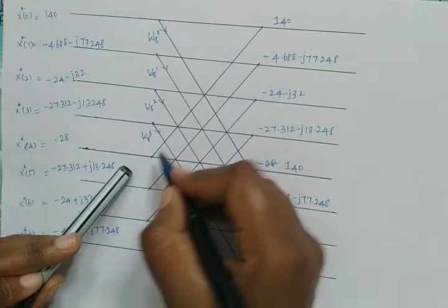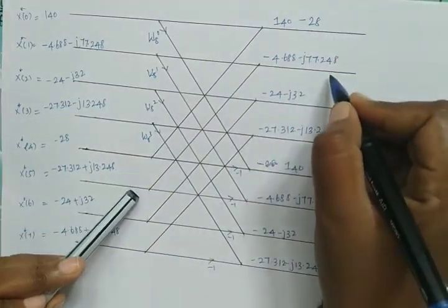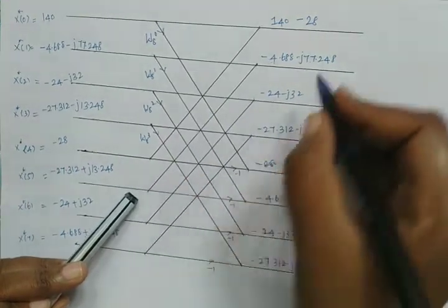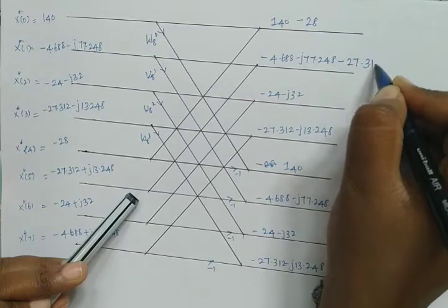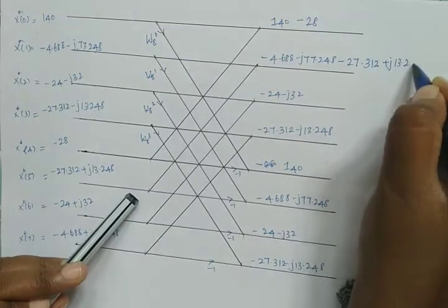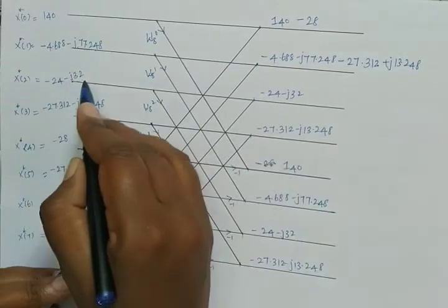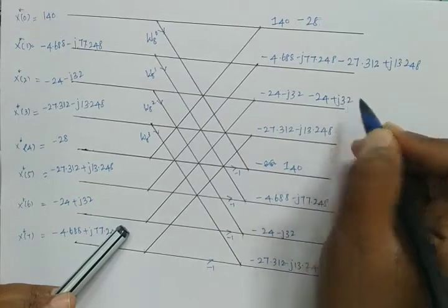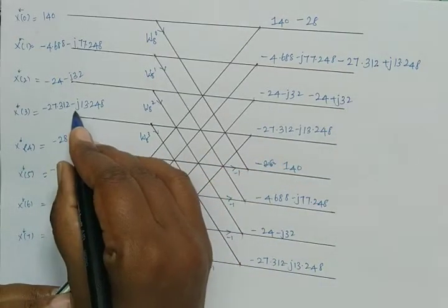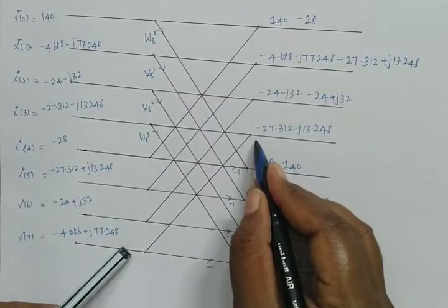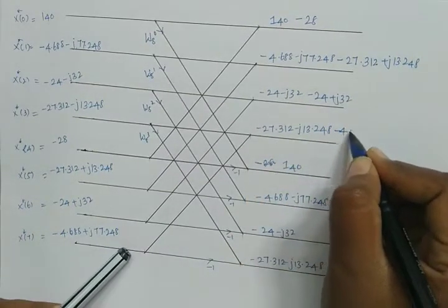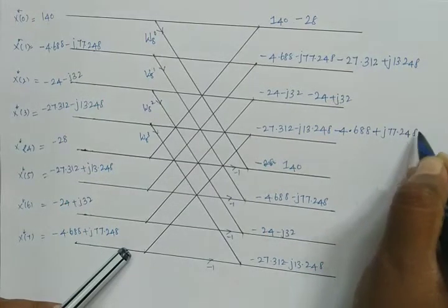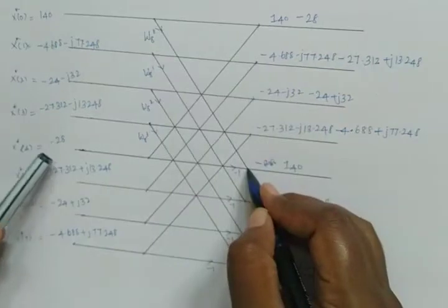Now let us see here, this is 140. Then where is the line here? Minus 28. Then the second line, minus 4.688 minus j77.248. Now check this line: minus 27.312 plus j13.248. And here we have minus 24 minus j32. Now check this line: minus 24 plus j32. Now here we have minus 27.312 minus j13.248. Now check this line: minus 4.688 plus j77.248. And here it is 140. Now check here, minus 28.